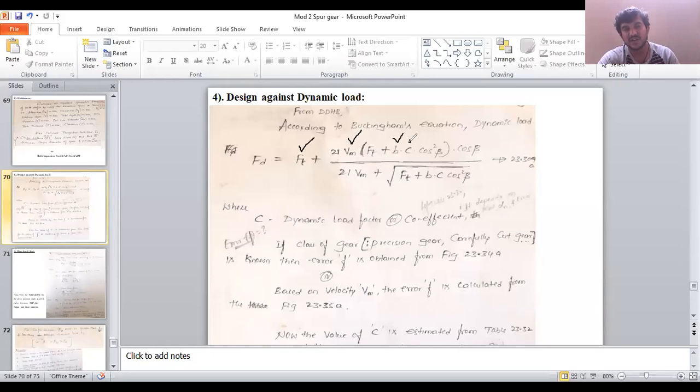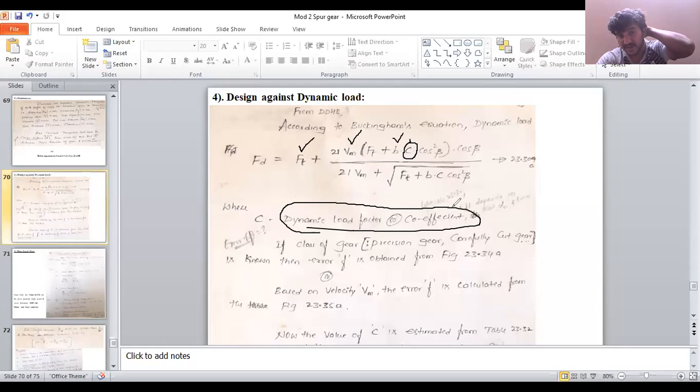C is what? It is a dynamic load factor, a correction factor, or coefficient. You know how to calculate the dynamic load factor by referring to table number 23.32. It depends upon the material, pressure angle, and error in action. Material we know, pressure angle we know. What is error in action? Error in action can be determined in two ways.